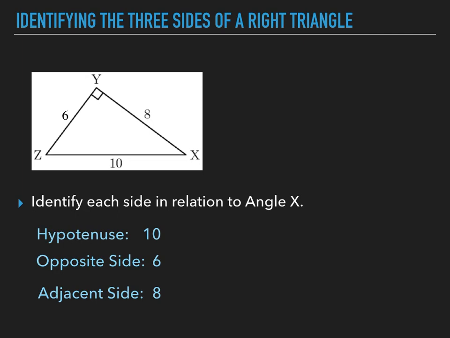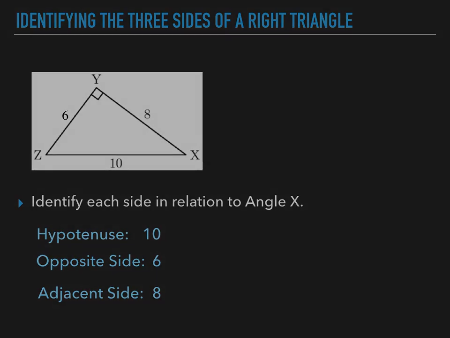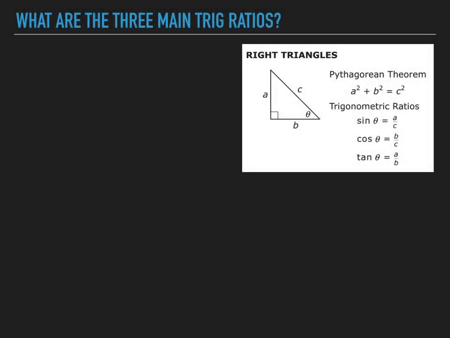All right, so now let's take this information using these 3 sides, hypotenuse, opposite, and adjacent, and let's think about the 3 main trigonometric ratios. Look at that fancy word, trigonometric, and we usually abbreviate that to say trig ratios.